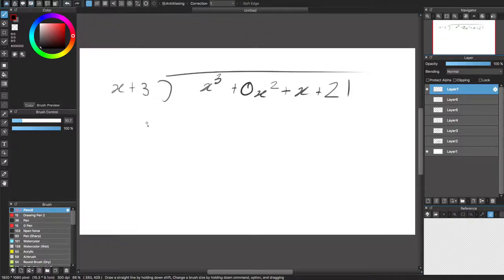Alright, let's go start. So, what do we times x by to get x cubed? It is x squared. So x squared.